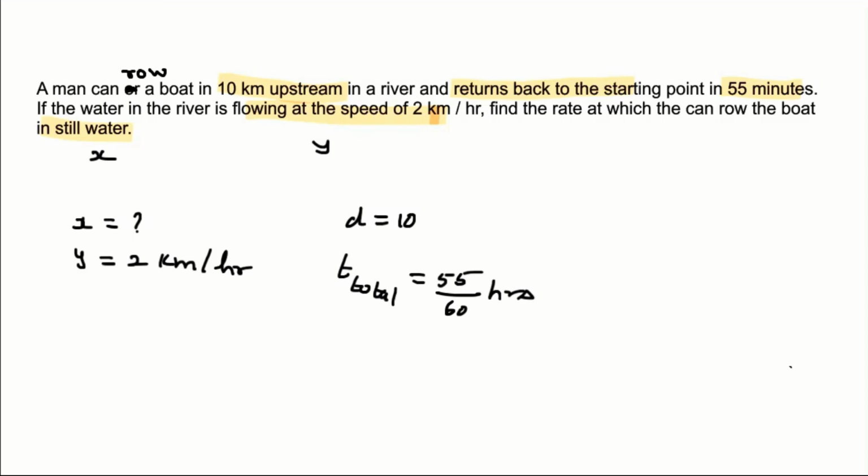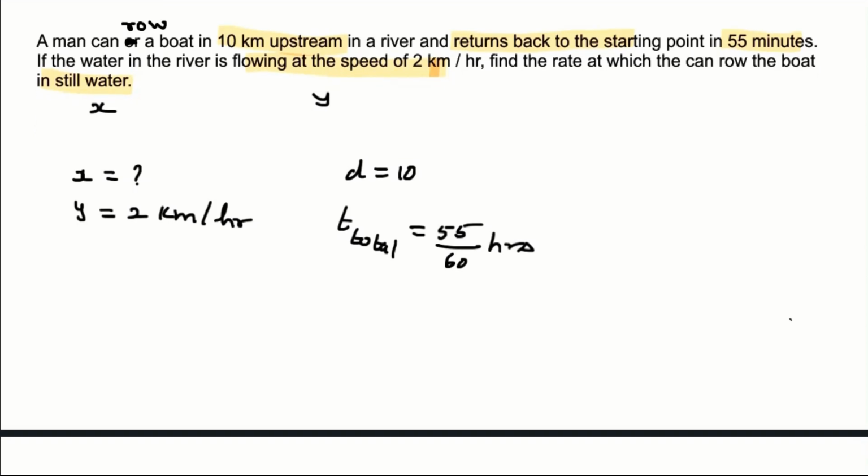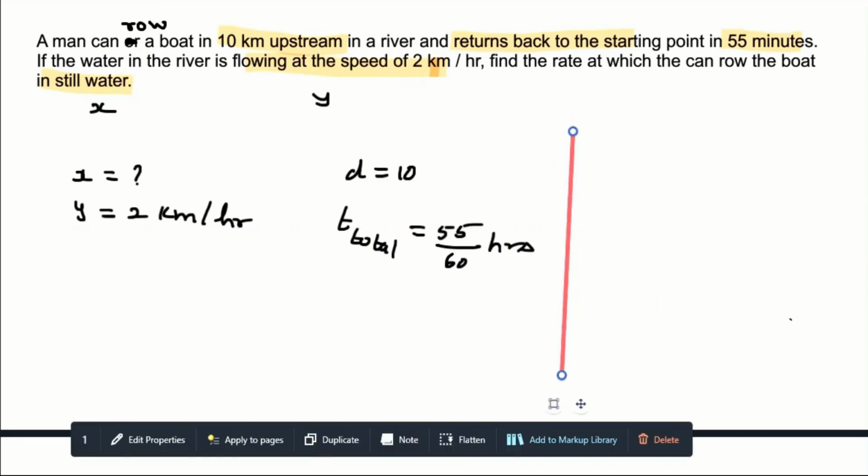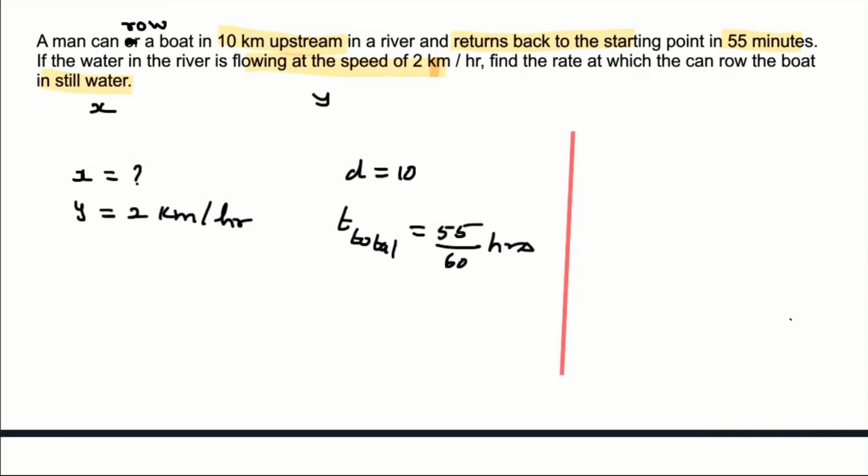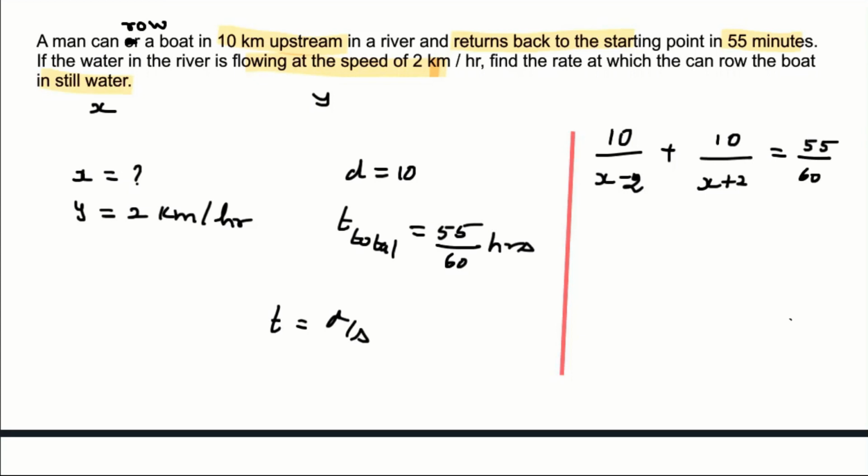So what is time total? Time up plus time down, right? So let us write time up plus time down. Time is distance by speed. Distance is 10 kilometers, so time up is 10 by x minus 2, that is the relative speed, plus distance by time down, which is relative speed x plus 2. This is given as 55 by 60. Because speed is in kilometers per hour and this is in minutes, the units need to be the same, so I converted 55 minutes to 55 by 60 hours.